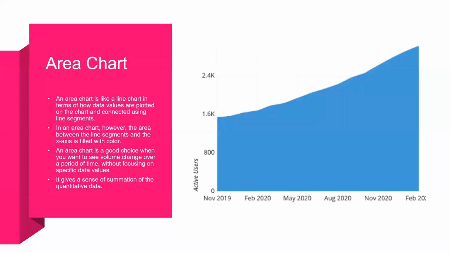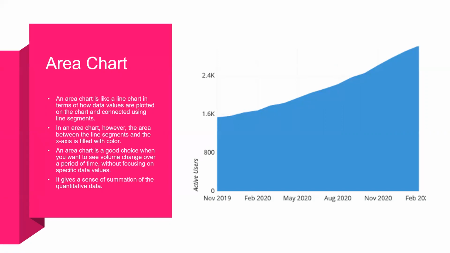Let's just move ahead and directly jump into area chart. So what is an area chart? As you can see here, an area chart is actually a line chart. You can see this line. If you remember what was there in a line chart, you can understand just by looking at it. It's a line chart in terms of how data values are plotted on this chart, and these points or values are connected using several segments.